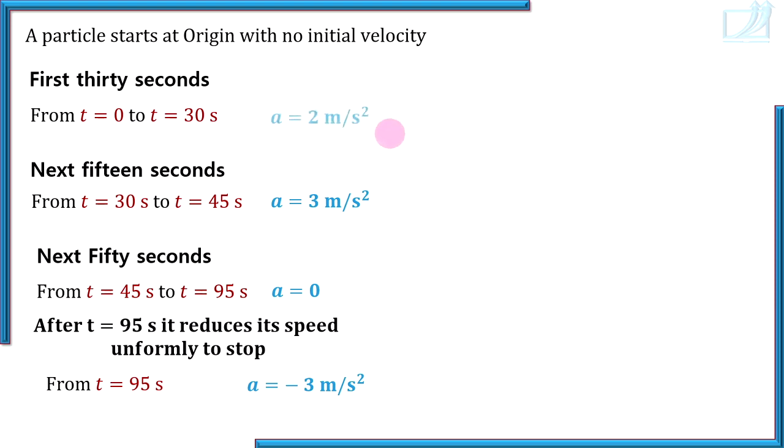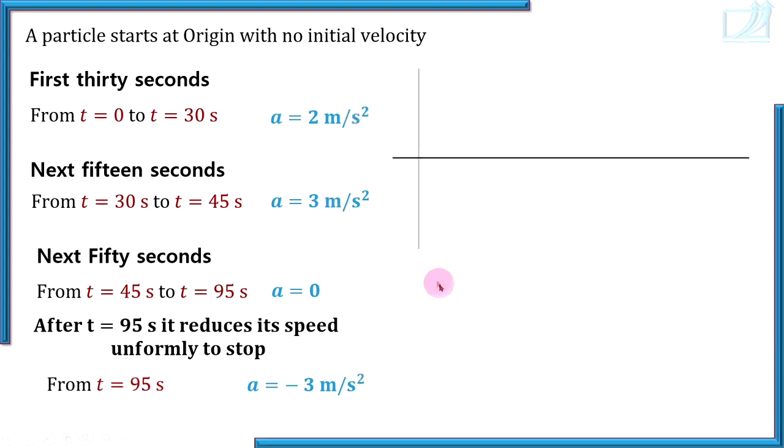Take this acceleration as 2 meters per second squared. So we say that particle is moving along a straight path in such a way that its acceleration is different in different time intervals, but in each interval it is a constant. Let's draw AT diagram also, variation in acceleration with time.